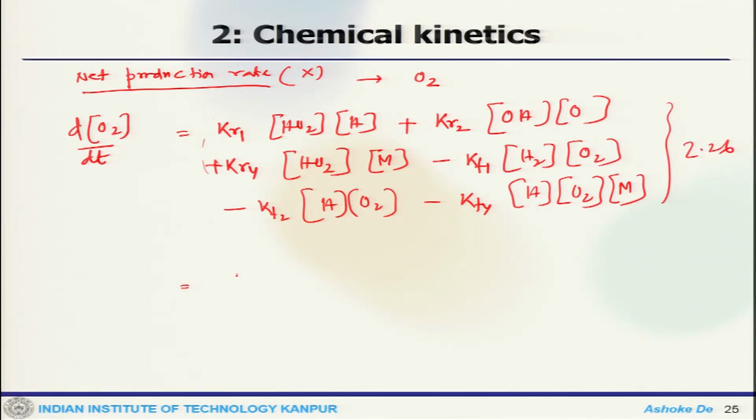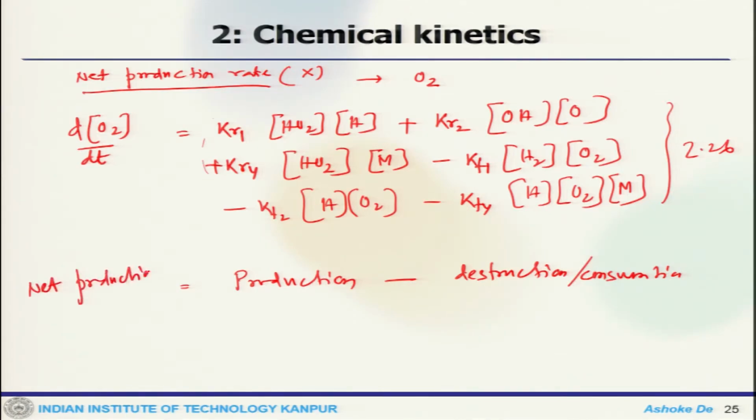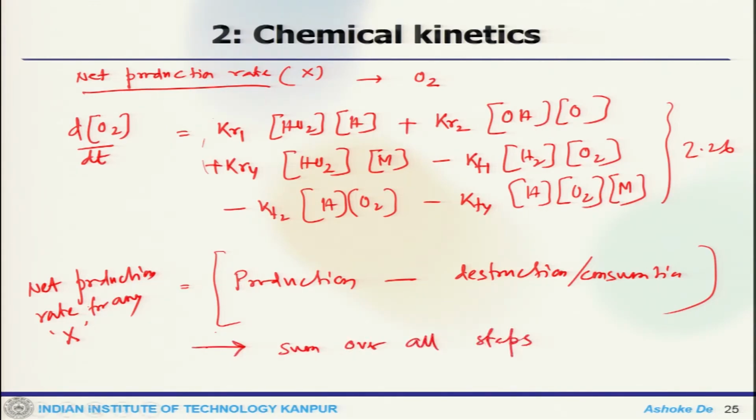So, the total production minus destruction or consumption is your net production rate for any X, and it is a sum over all steps. For example, for oxygen, that is what we get.